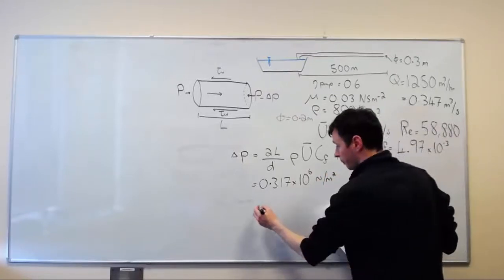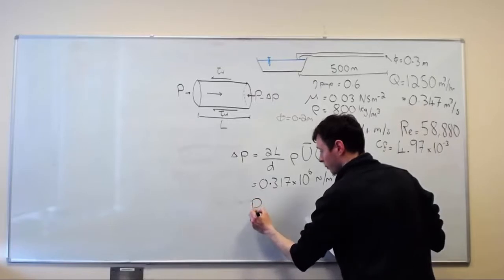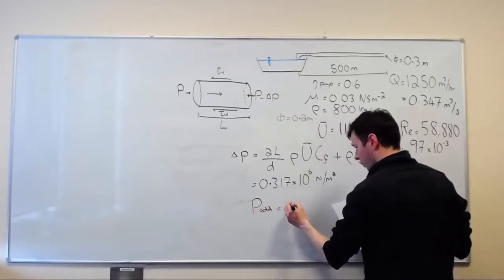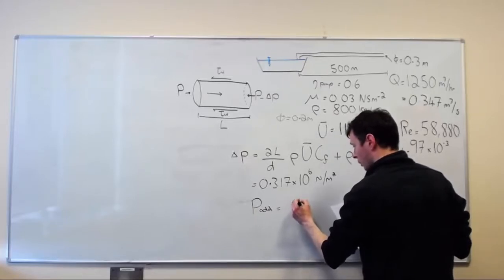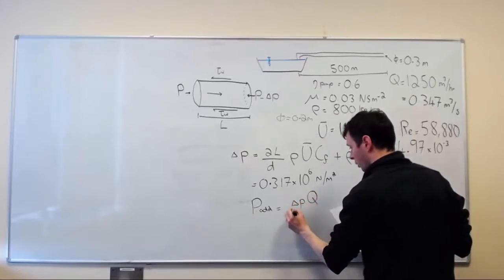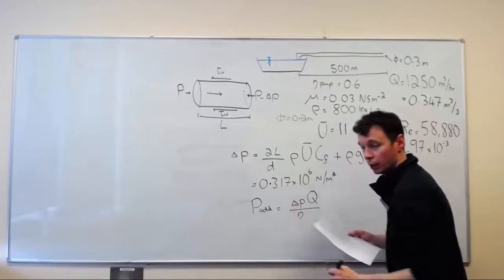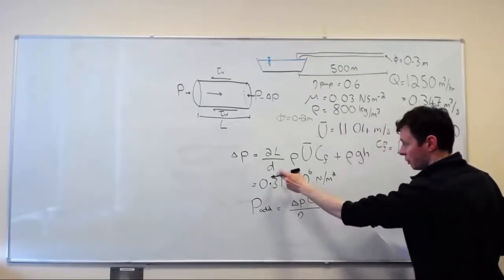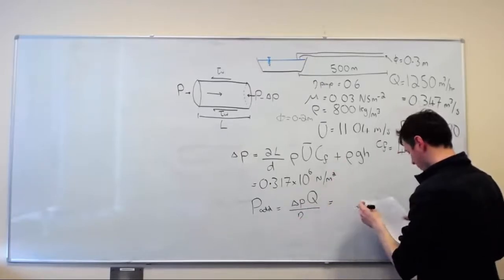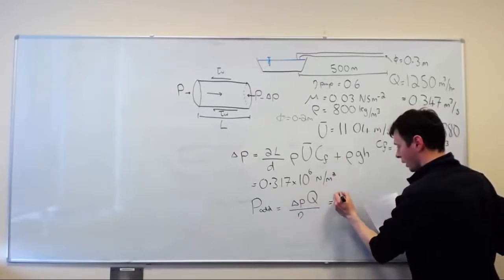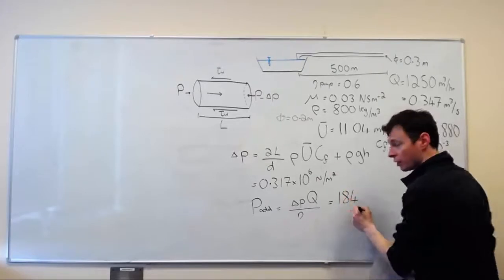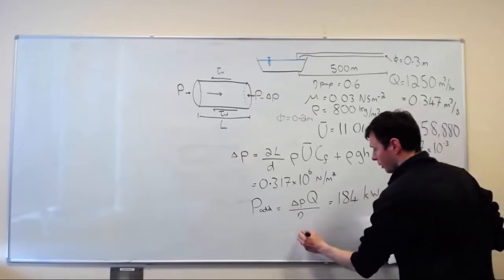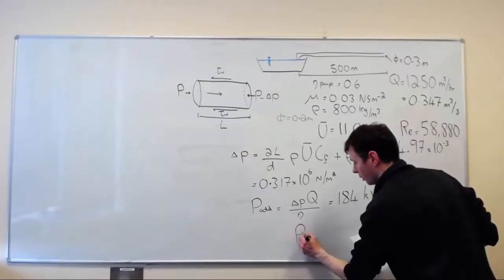And then the additional power equals delta PQ, again, over, remember to put in the pump efficiency. Volumetric flow rate is the same, delta P we've just found, N is the same. Plug those numbers in and you get 184 kilowatts.